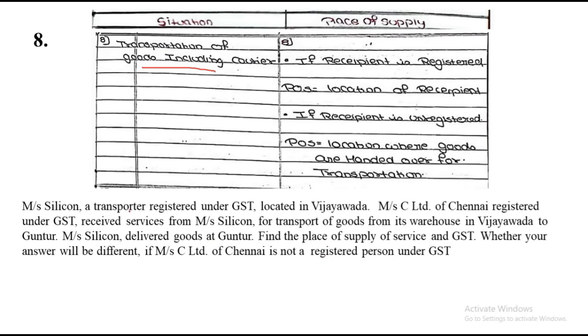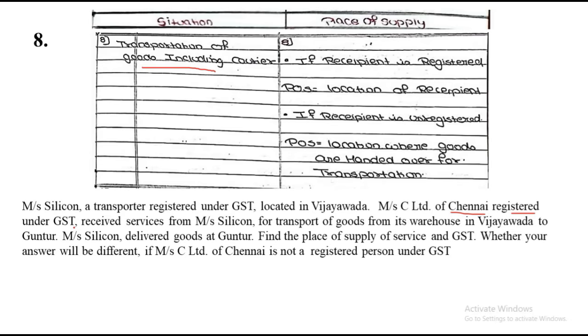Silicon is located in Vijayawada, and Major C Limited of Chennai is registered under GST. He is a registered recipient. As per the rule, if the person is a registered recipient, his location will be considered the place of supply. So in the first condition, Chennai will be the place of supply.